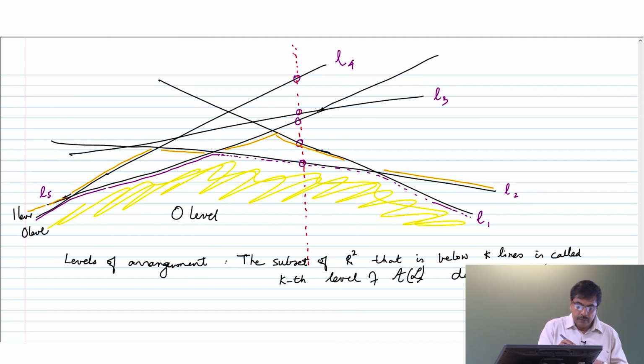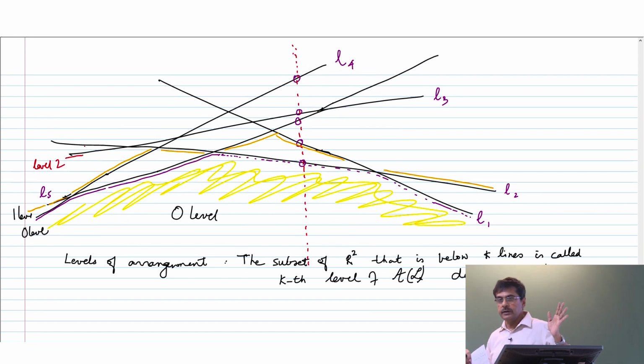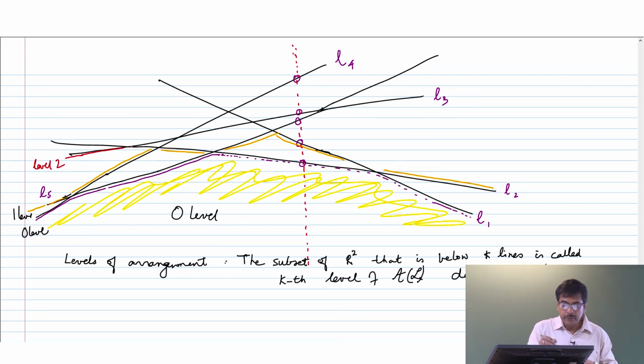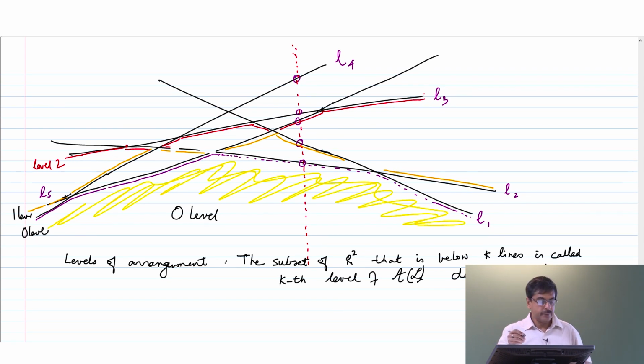Then I can have the second level, level 2. How do I start? I go to the extreme left where there are no more intersection points, and I start counting the lines. I cannot go above, because if I go above then I will be in level 3. So at every intersection point we have a break. Then again I go here, and oh, sorry, I made a mistake. So I go here, because that's the yellow line. It's like the metro lines, right? So this is level 2.